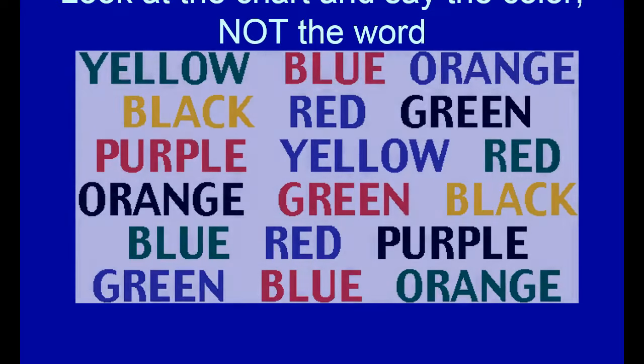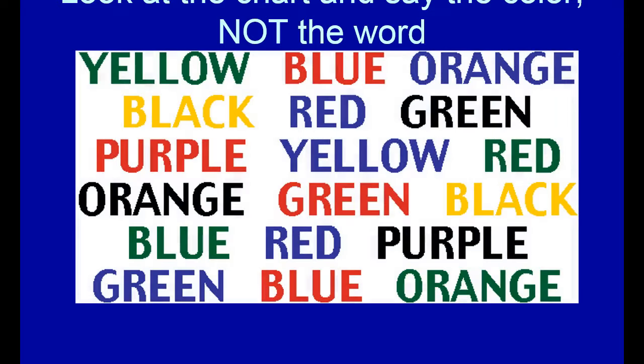All right, let's look at this. Let's look at the chart and say the color, not the word. Okay, it's really hard because even though the color's green on that first one, you want to read it. You want to say yellow, blue, orange, black, but it's really green, red, blue, yellow. So take a minute and try to do it. It's pretty tricky. Go ahead and pause me.